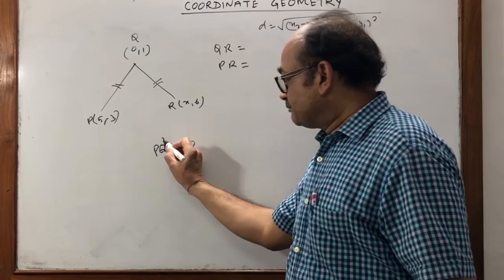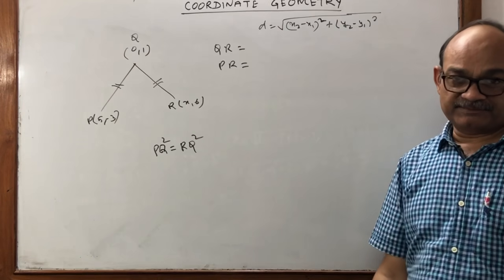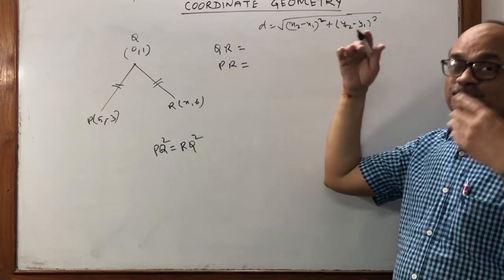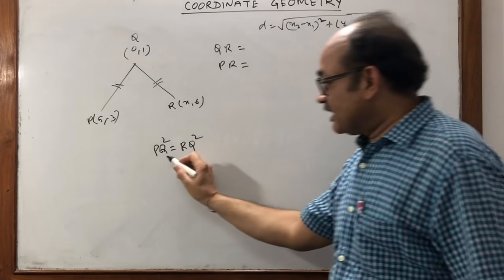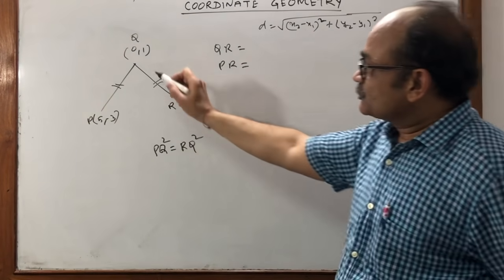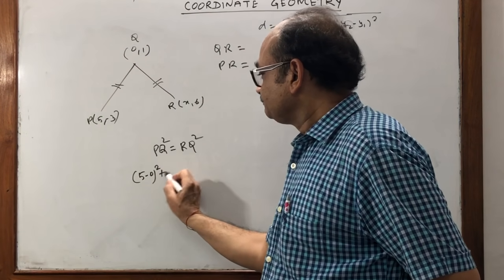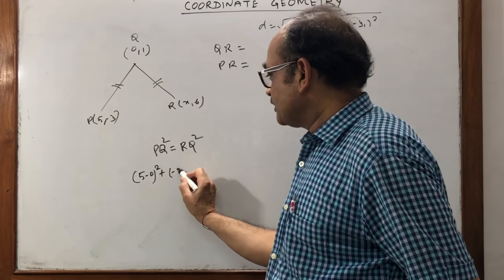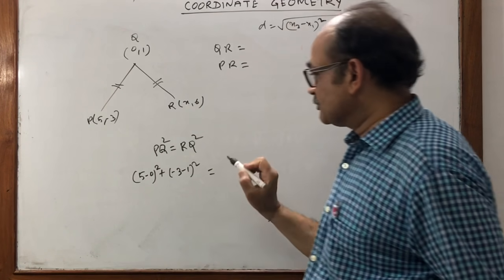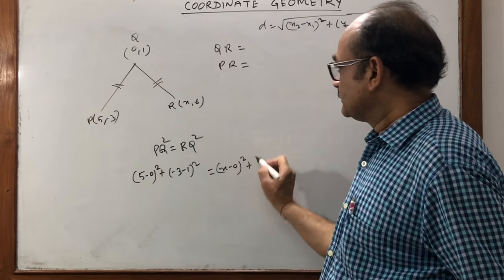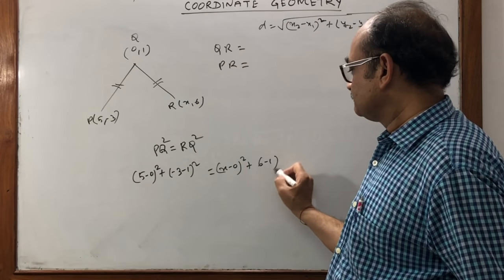Or we say PQ square is RQ square, because we have to apply the formula inside the root and we want to remove this root. Hence RQ square and PQ square. So first we start with PQ square: (5 minus 0) squared plus (minus 3 minus 1) squared equals RQ square: (x minus 0) squared plus (6 minus 1) squared.